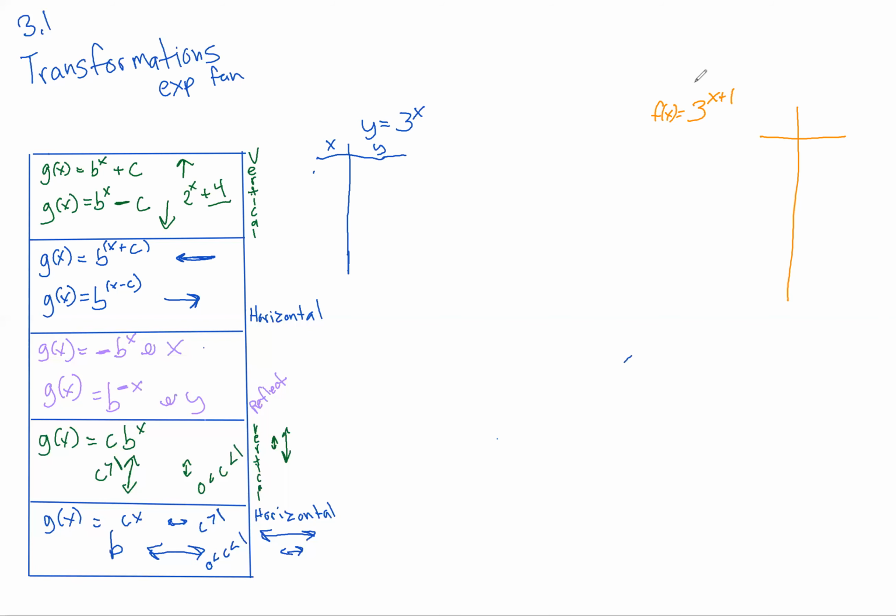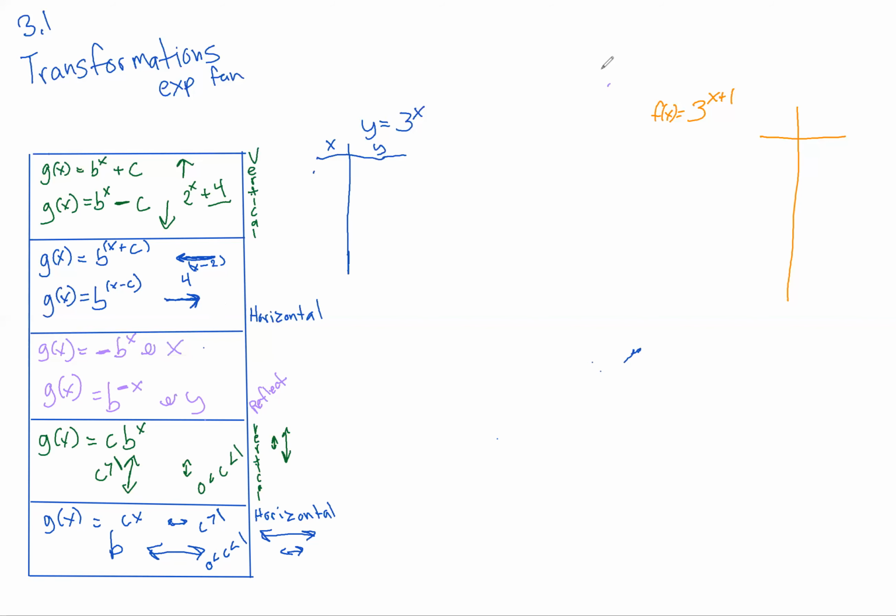For the second box, we're talking about horizontal transformations. g of x, or just our function, equals b, and then up in the exponent we have x plus c, or x minus c. Now if it's b to the x plus c in the exponent, we're going to go to the left. And if it's b to the x minus c, we're going to go to the right. So if we have 4 to the x minus 2, that x minus 2 being up in the exponent, it will result in a horizontal shift 2 to the right.